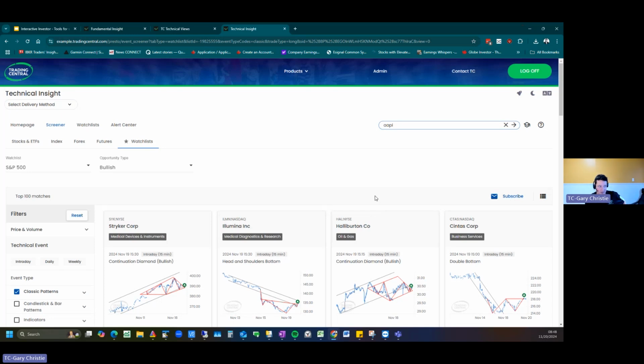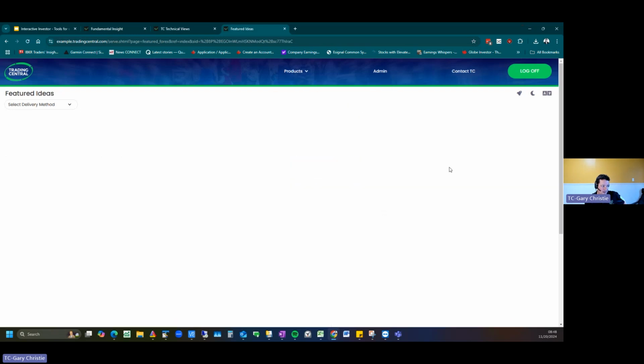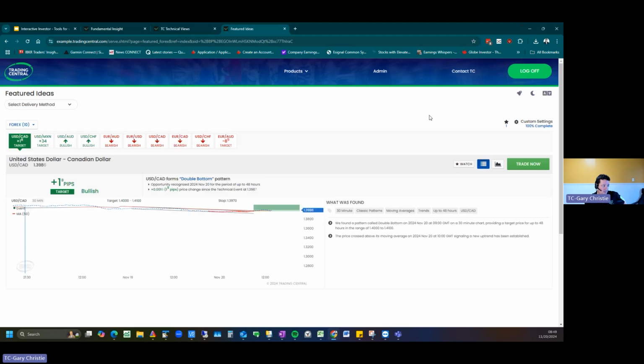The last thing I'll show you before we go, though, is featured ideas, because featured ideas is quite interesting. It's a combination of a bit of both. So if I go into featured ideas now, mine's customized, right? Because I have some Forex in here. Yours will look a little bit different.